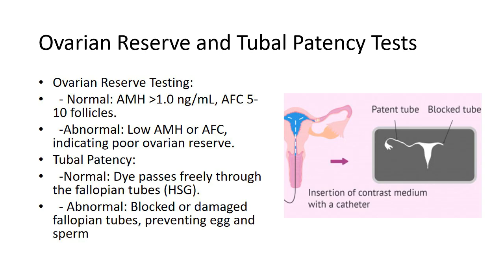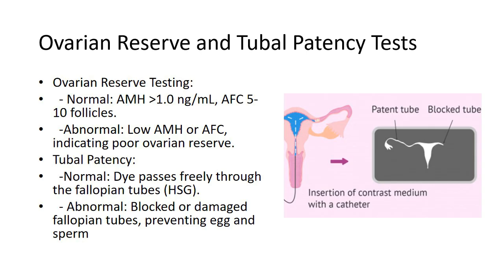Ovarian reserve testing. Ovarian reserve refers to the number and quality of eggs a woman has, which typically declines with age. Tests include AMH, FSH, and AFC, antral follicle count. Normal findings. AFC: 5 to 10 antral follicles in each ovary is a good indicator of healthy ovarian reserve. AMH: higher levels are indicative of a good ovarian reserve.